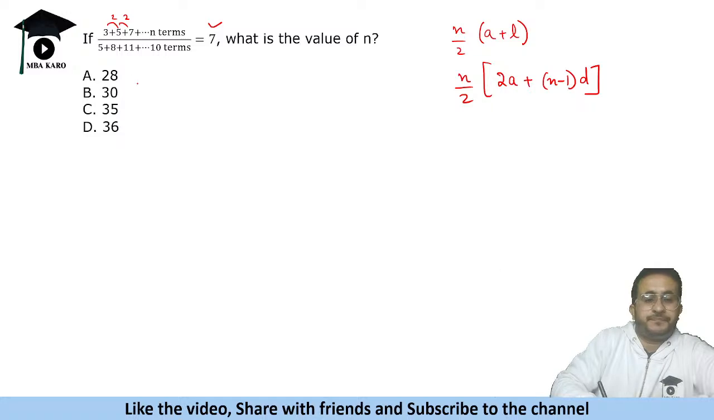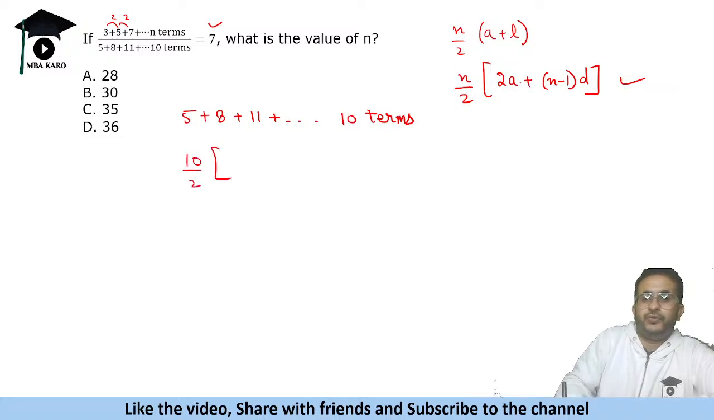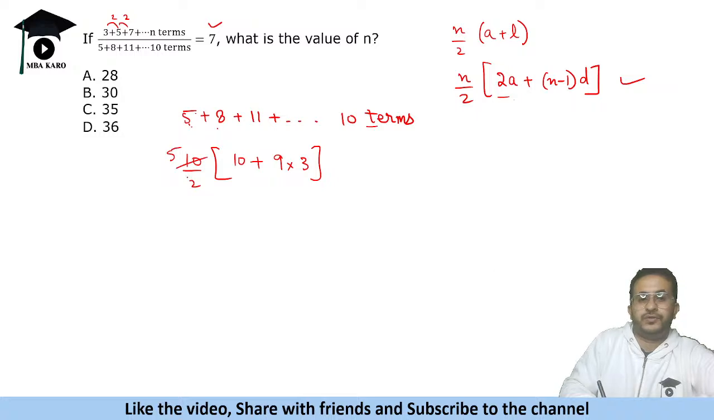So let us find the sum of these terms. 5 plus 8 plus 11 and so on up to 10 terms. So we'll use this formula. n by 2, n is 10, so 10 by 2, 2 times a, where a is the first term, plus n minus 1, which is 9, and d is 3 here. Okay, the common difference is 3. So 5 into 10 plus 27, that is 37, 185. So 185 into 7 is the product. So this is 185. So for this sum we need to find n terms.